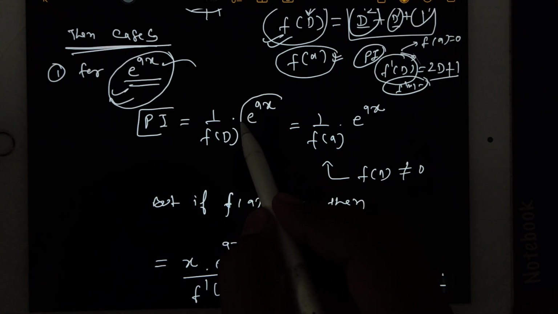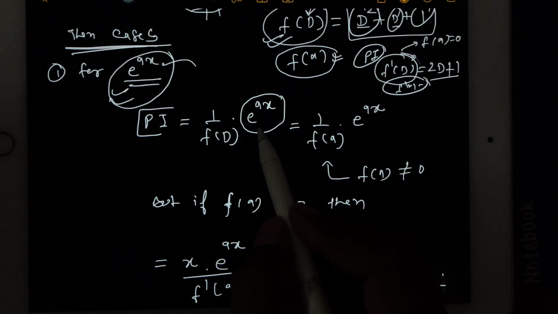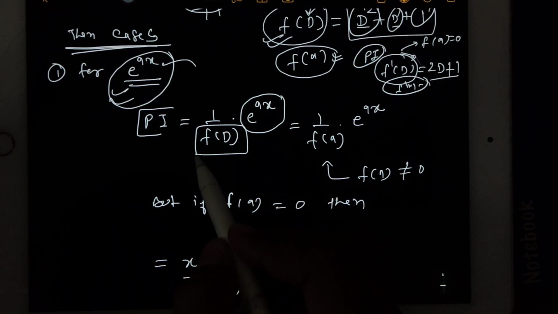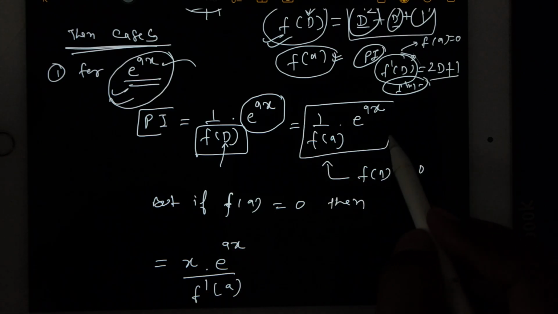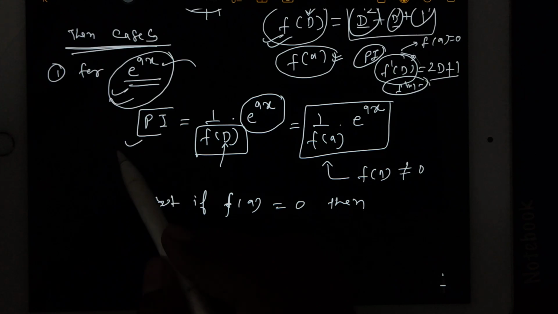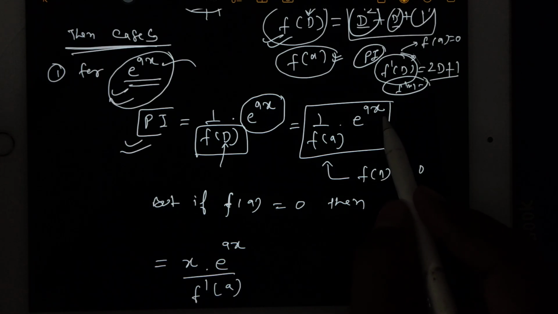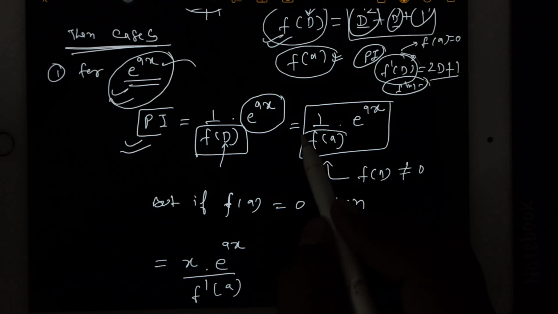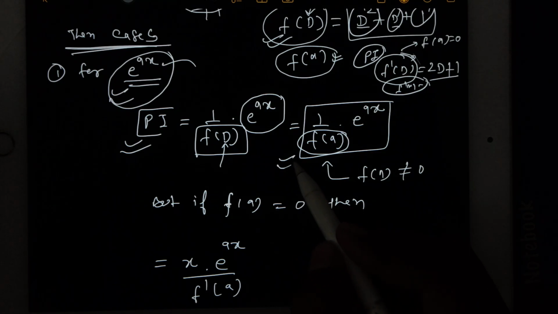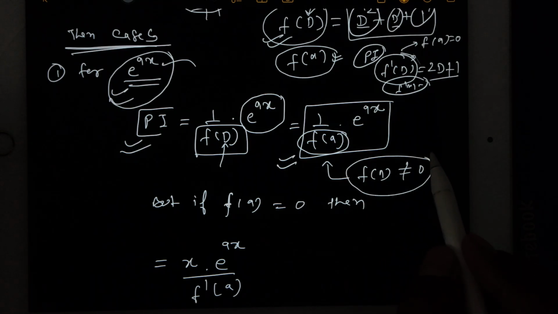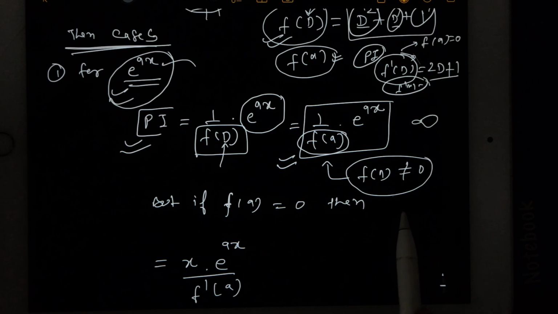So whatever e power ax is there, just divide that e power ax by this FD, and in this D, you replace with A. So this will become your final answer for your PI. That's all. E power ax divided by FA. Okay. Now this will be a valid answer only if your FA is not 0. Otherwise this will become infinite now.